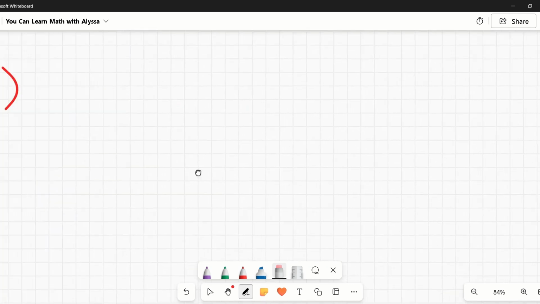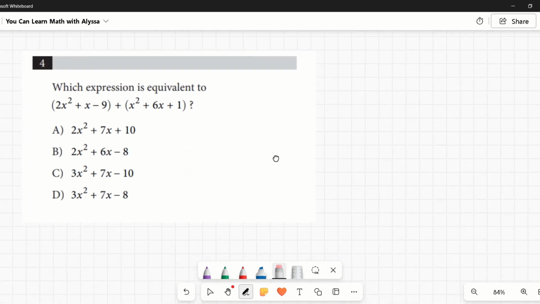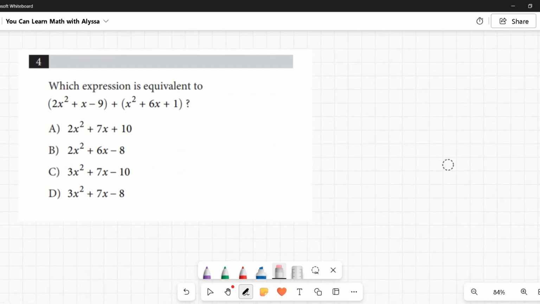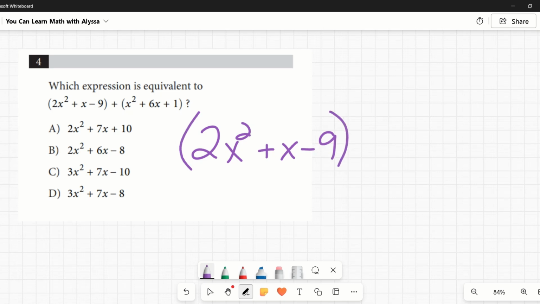Number 4. Which expression is equivalent to 2x squared plus x minus 9 plus x squared plus 6x plus 1? This is testing our ability to combine like terms. So I have 2x squared plus x minus 9 plus x squared plus 6x plus 1.